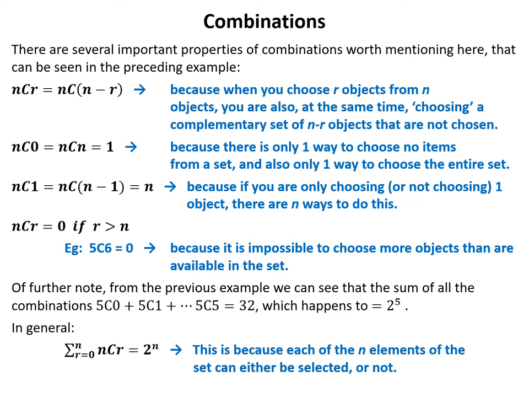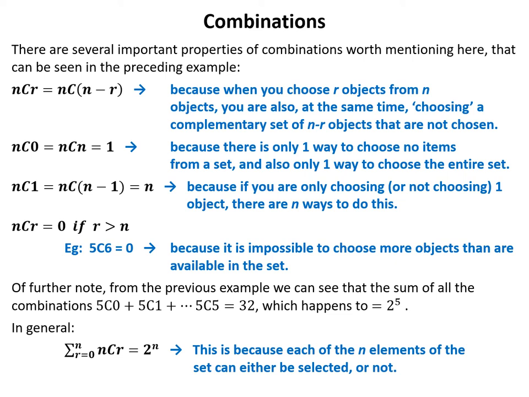The third rule is also a special case of the first rule, and that is that n choose one always equals n choose n minus one, and they always equal n. The reason for that is whenever you're choosing one object, there are n ways to do that. So if we're choosing one from five, there are five ways to do that, which is why there are also five ways of choosing four, because when you choose four, you're just leaving one behind, and there are five ways to do that.